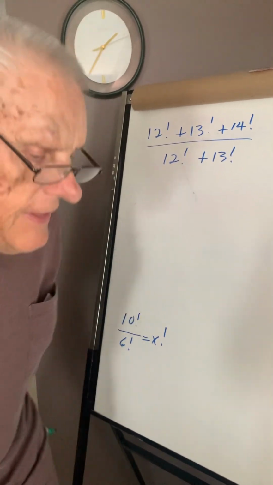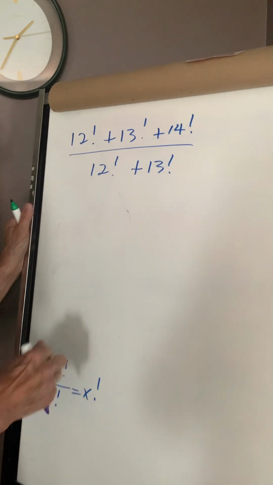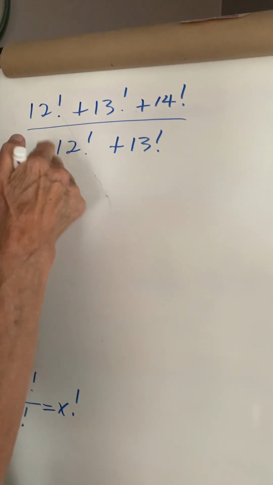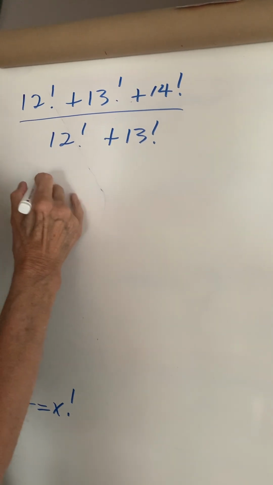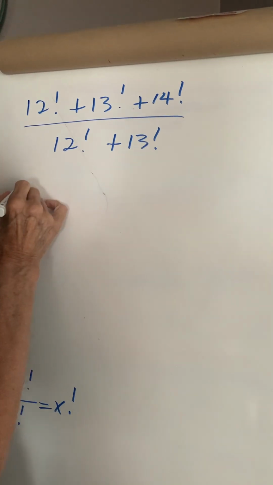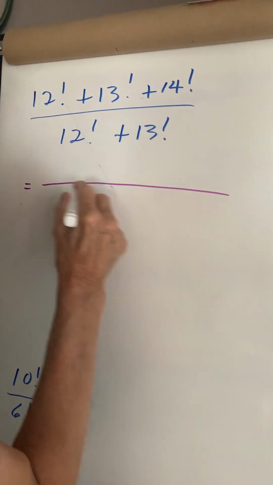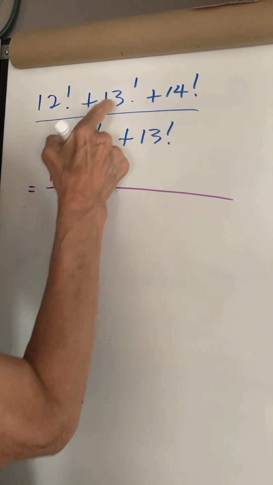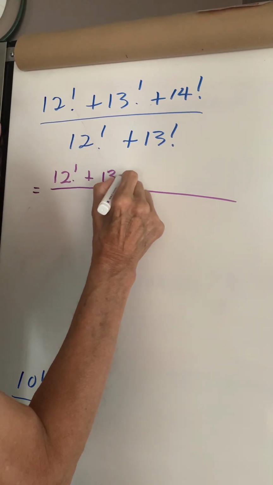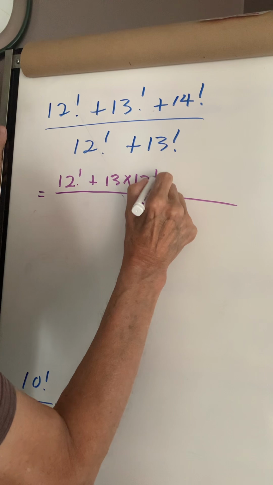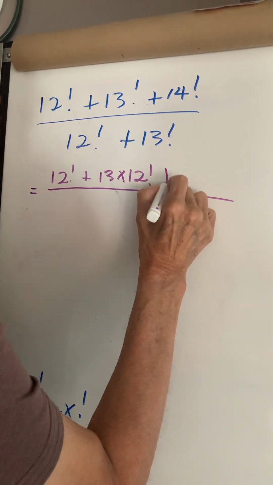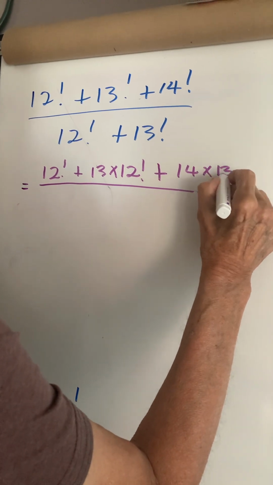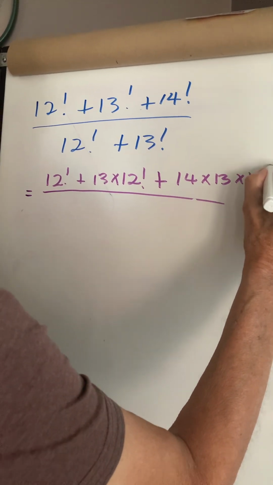Let's simplify these two problems. If we look at the different factorials, this one here is the lowest one, so we'll take everything to that point. Maybe I'll work over here. So it'll be 12 factorial plus 13 times 12 factorial plus 14 times 13 times 12 factorial.